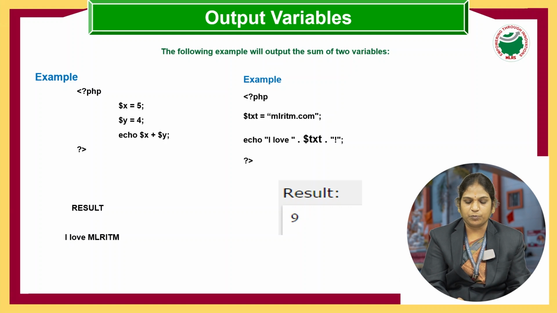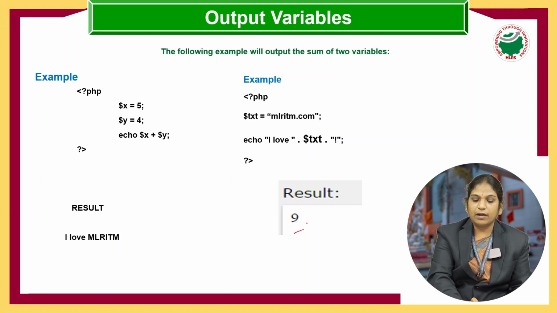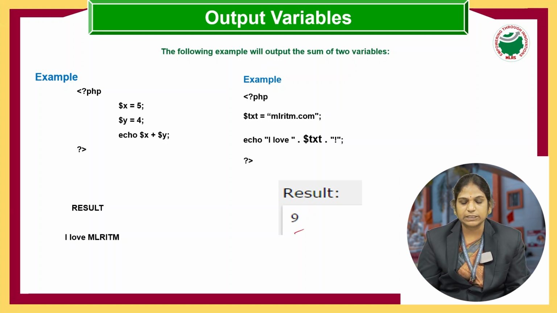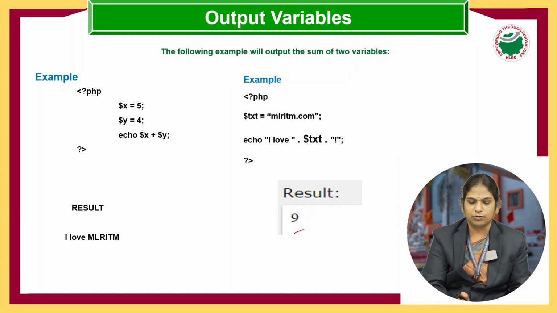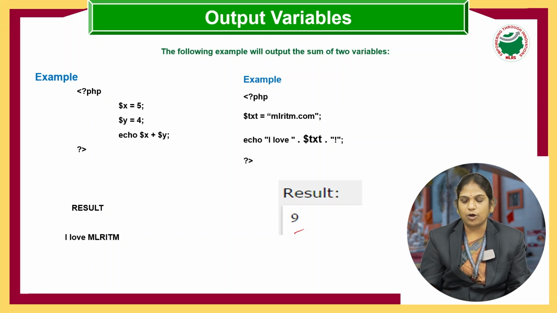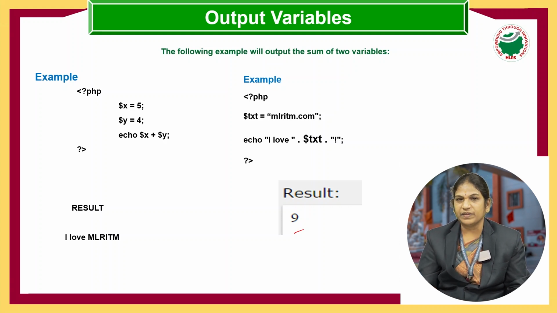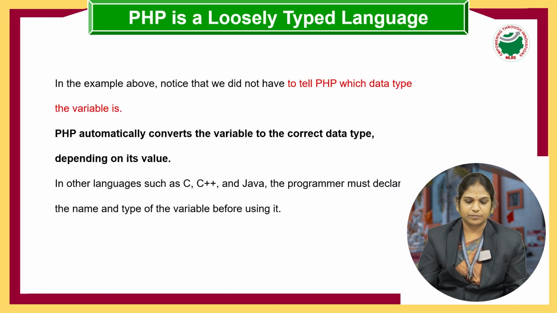9 as the output. And next thing, I want to display some text on the screen, just like our previous output. $txt equal to mlritm.com and echo "I love $txt". So the final output will be I love mlritm.com, which is going to be displayed on the screen. So echo is the statement which is used to display output on the screen.